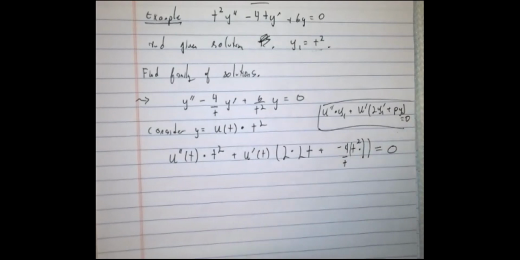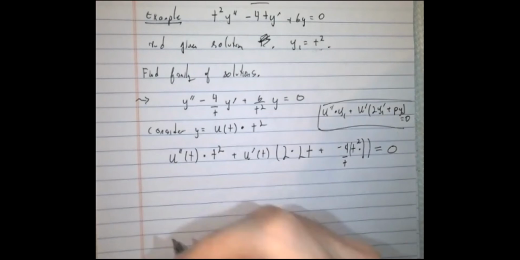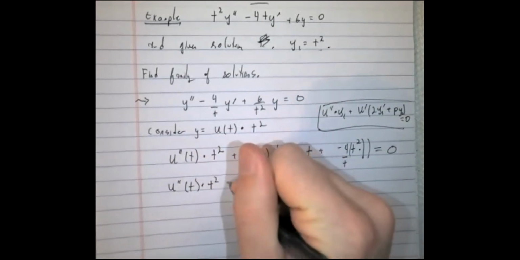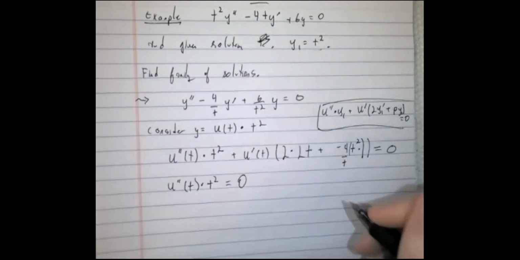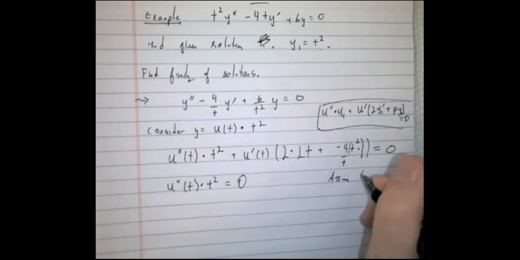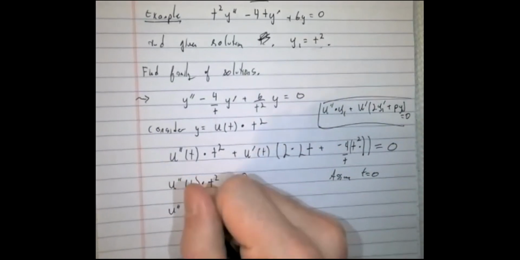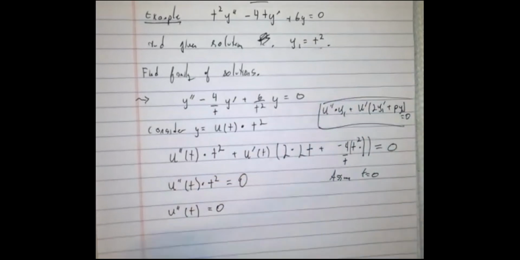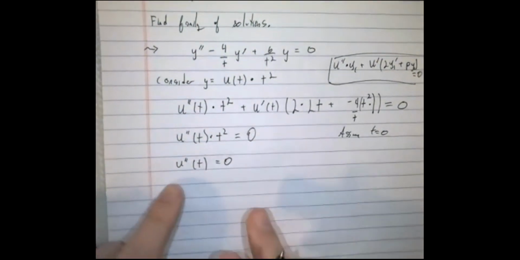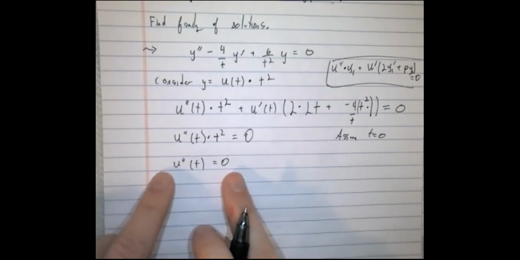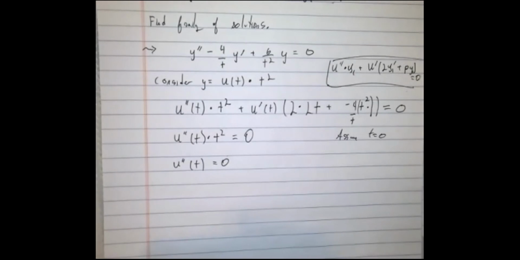So what do we get out of this differential equation? You just get u double prime is equal to 0. Yeah, we actually get u double prime of t times t squared is equal to 0. And then if we assume that t is not equal to 0, so we're looking away from 0, then we get u double prime of t being equal to 0. And you all know exactly how to solve for u when u double prime is equal to 0.